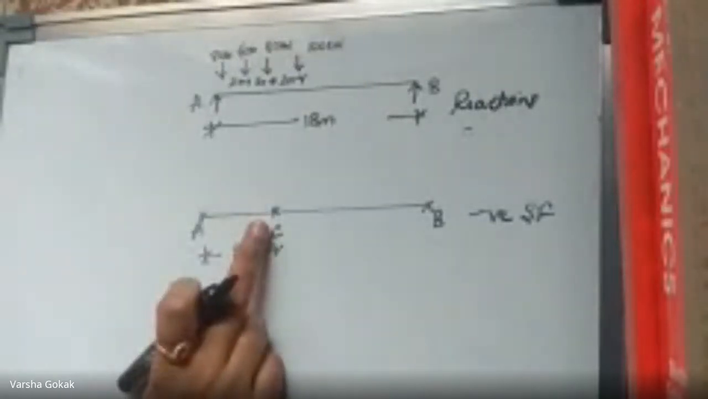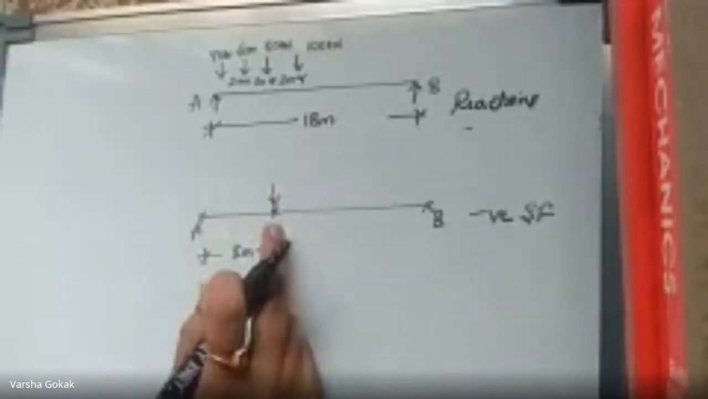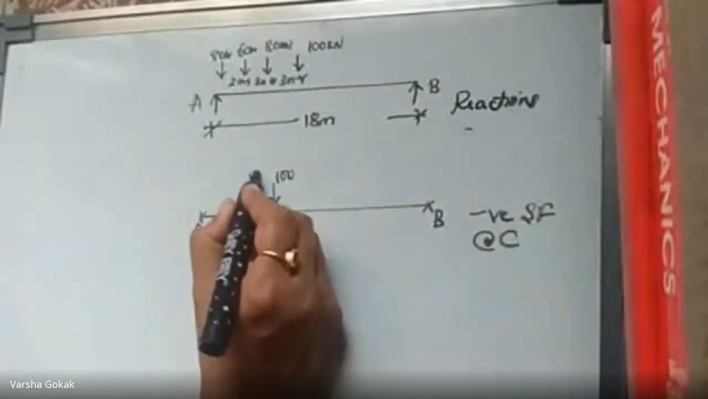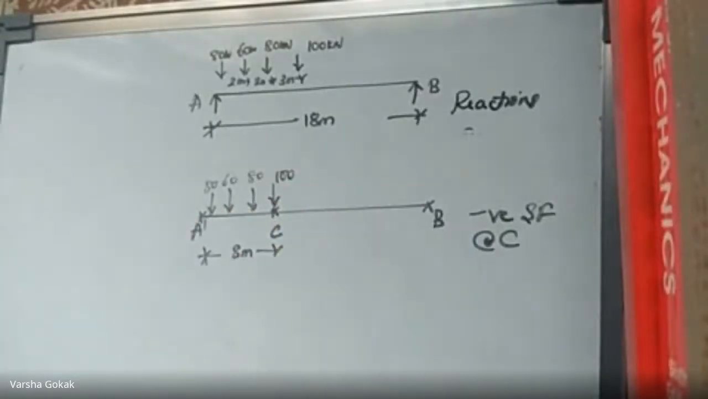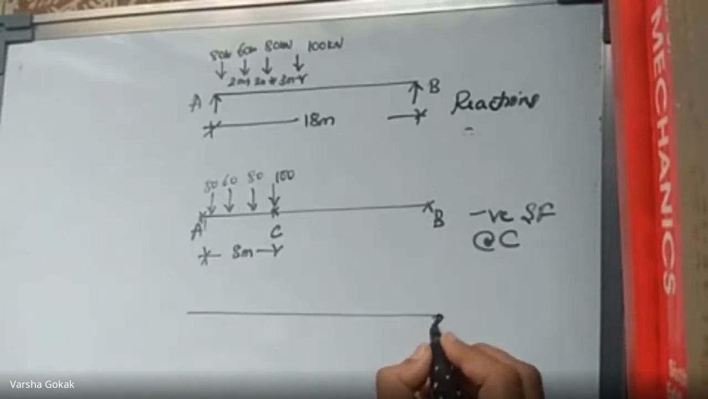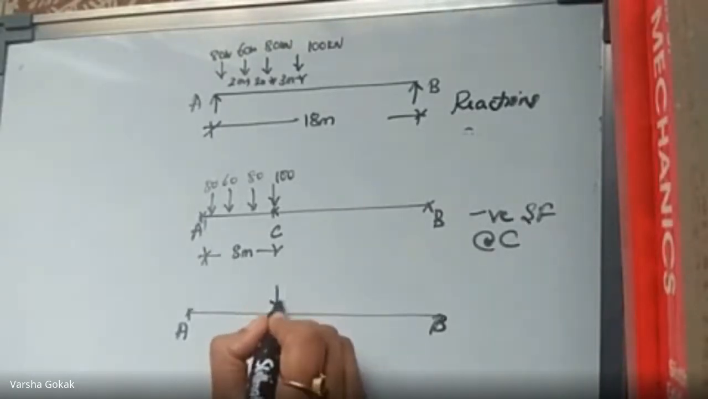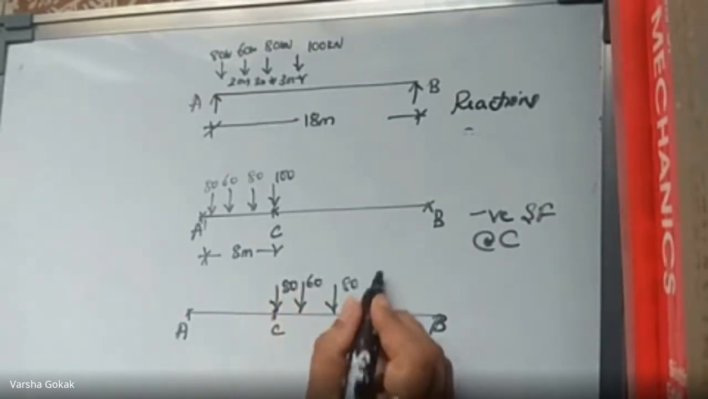A to C, near to C. So on C, what load will come? 100. For negative shear force at C, I'll place this 100 over here, then 80, then 60, then another 80 would be the remainder. For positive shear force, this is point B, this is point A, this is the point C. If I want to calculate the positive shear force, your last load will be on C: 80, 60, 80, and 100.